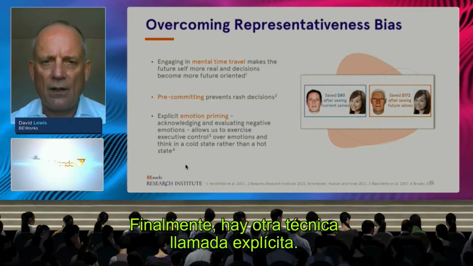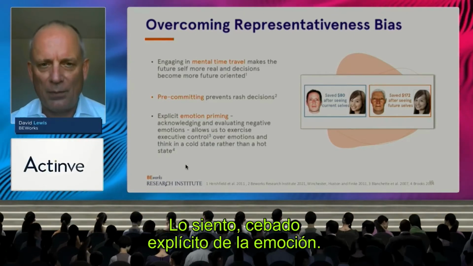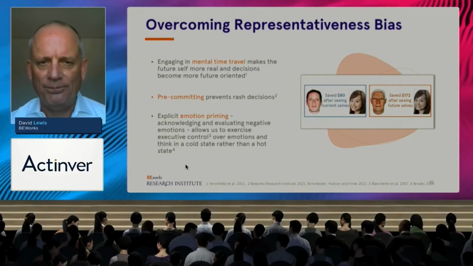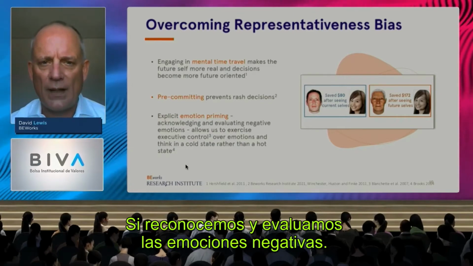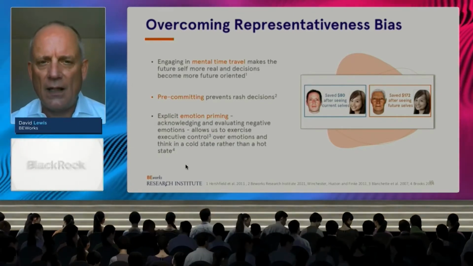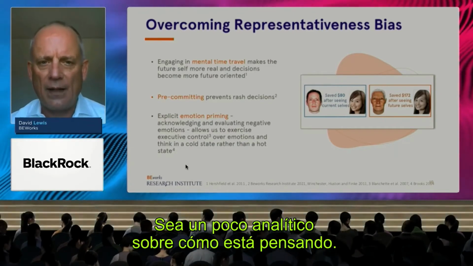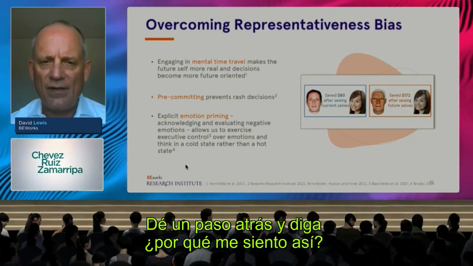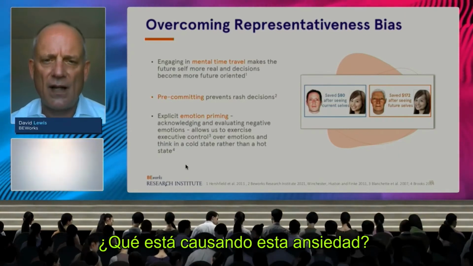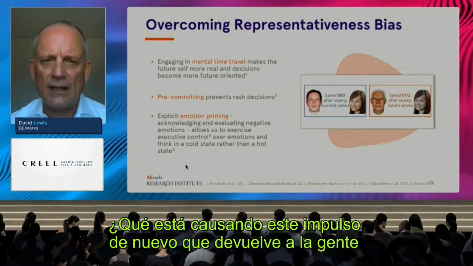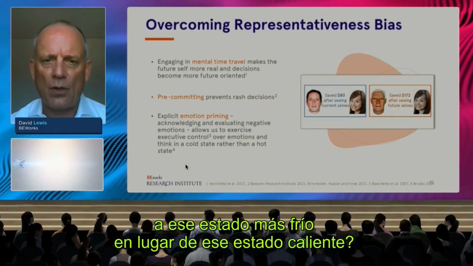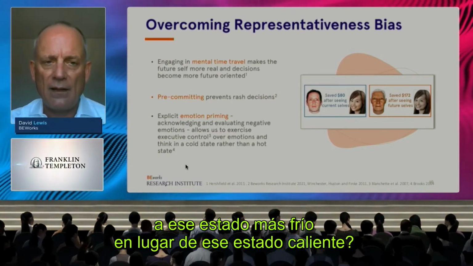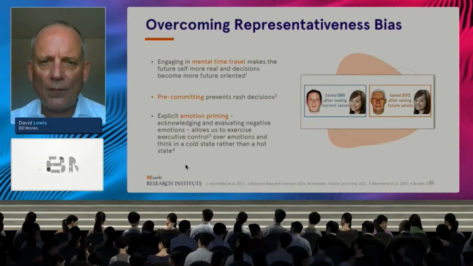Finally, there's another technique called explicit emotion priming. If we acknowledge and evaluate negative emotions, get a little bit analytical about how you're thinking. Step back and say, why am I feeling this way? What is causing this anxiety? What is causing this drive? Again, that returns people to that more cold state rather than that hot state.